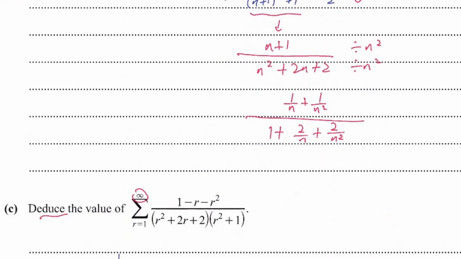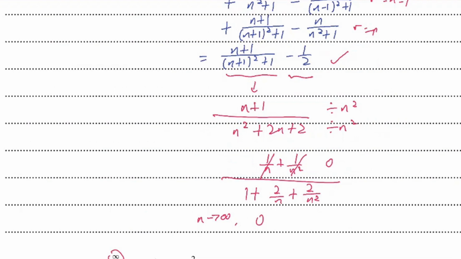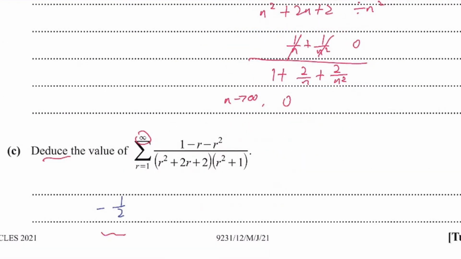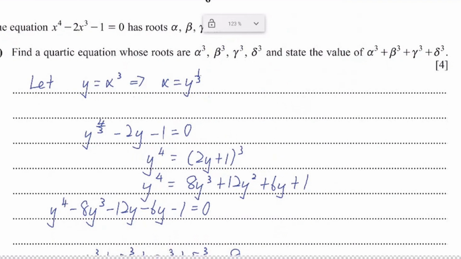So when n approaches infinity, all the reciprocal terms will become 0. Basically, this one gives us just a 0 for the term here. And that is why we only have the minus half remaining when n approaches infinity. That's how we actually look at it. So quite a standard question for this one here. Next question.